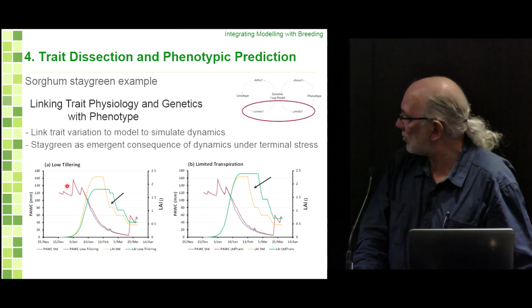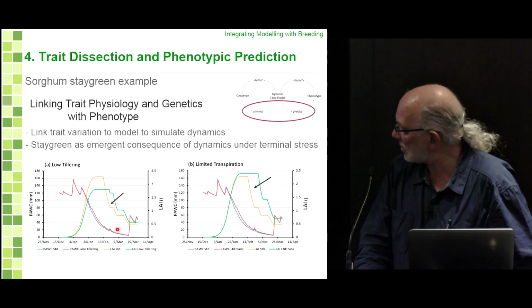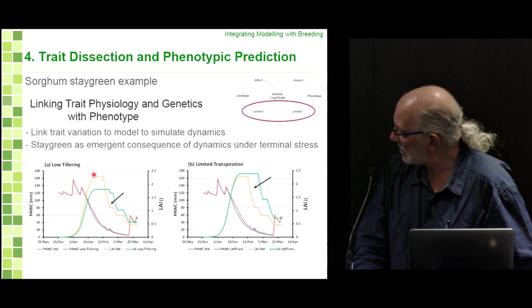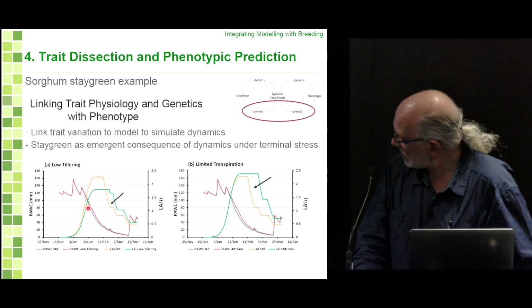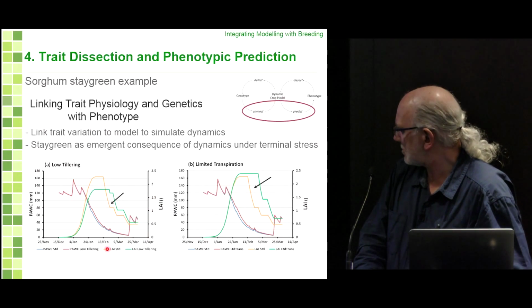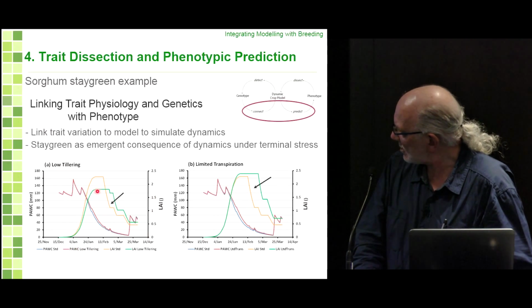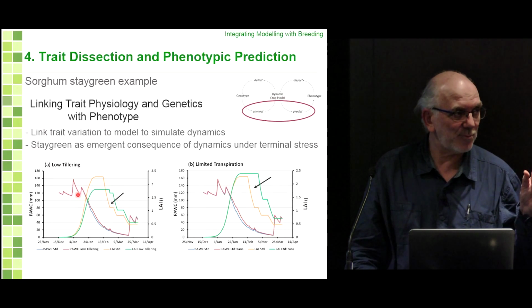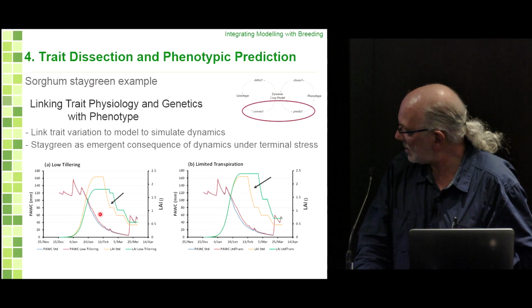this is the example. If we go back to stay green, low tillering, and limited transpiration, these pictures are what we would pump out of an APSIM simulation, where we look at the trait variation and simulate the dynamics. This side is the plant available water content, so this is soil water, and this side is leaf area. The low tillering one is the red one. This is a particular season I've picked out to make the point, but this is a terminal stress, so flowering's about here somewhere.